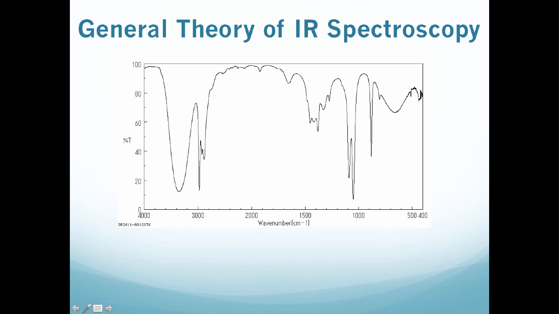One last thing I want to take a look at is just the y-axis. So we've looked at the x-axis to see what the wave number actually means, but what does this %T on the y-axis mean? Well, %T is just % transmittance.